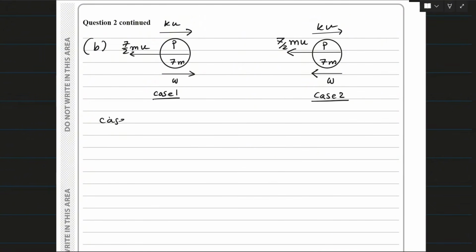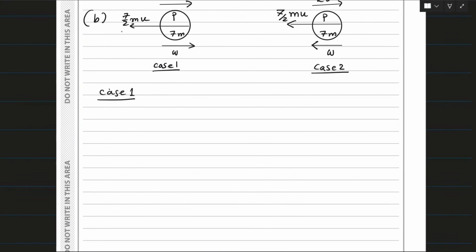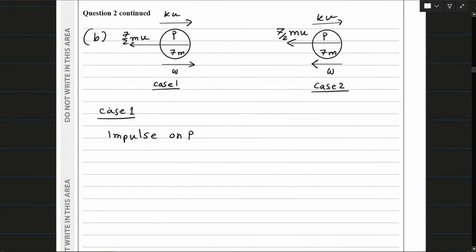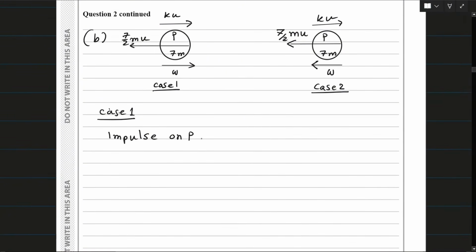Now for case 1, again we will follow the same process as in part A. We will consider the impulse on our particle P. We know that the impulse on our particle P is equal to the change in momentum of particle P.